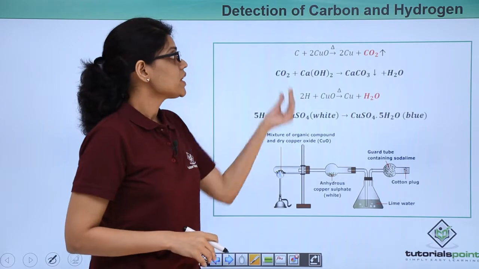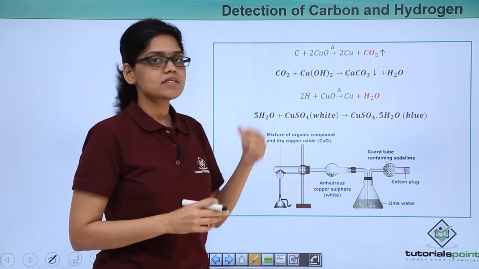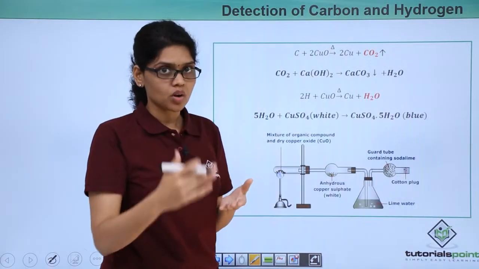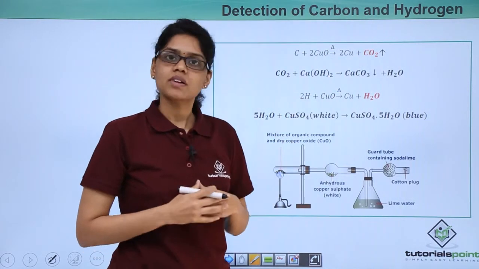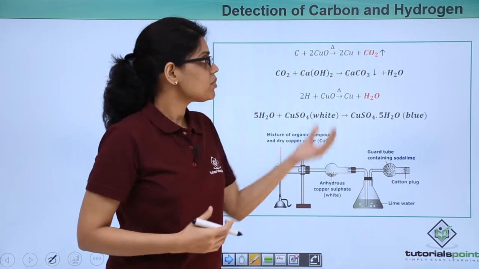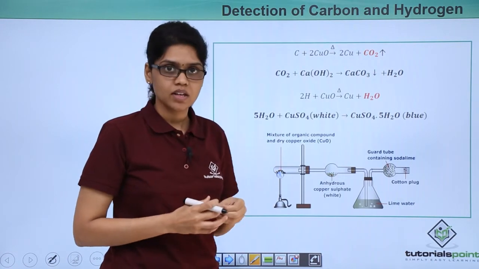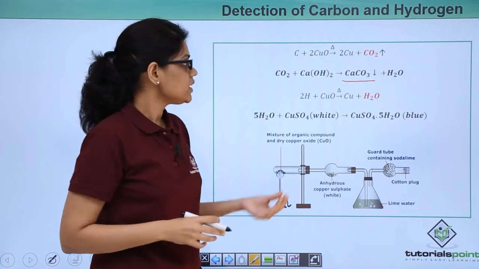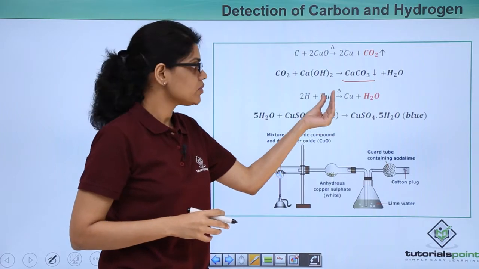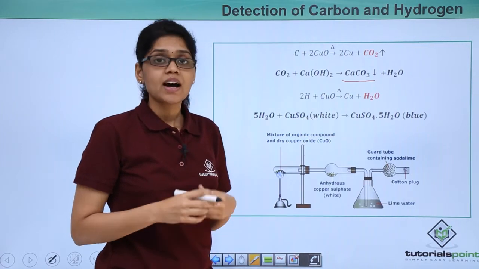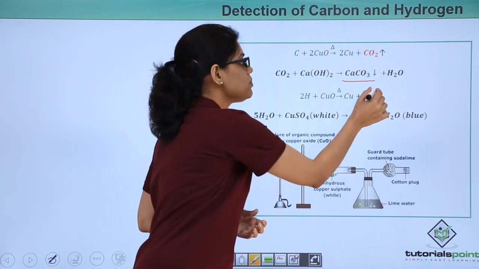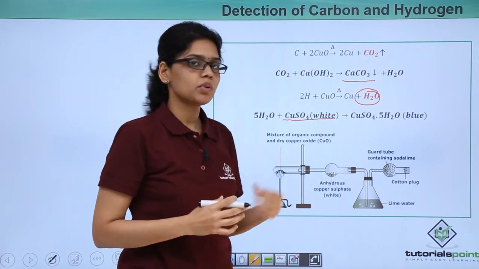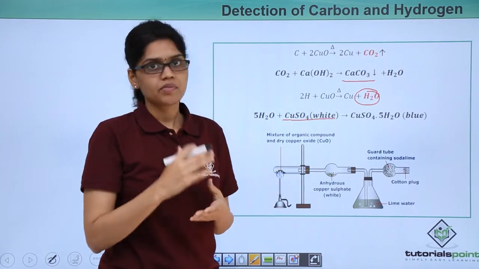Now let us look at what are the various reactions involved in this. So as you can see, C plus 2CuO, that is carbon present in our organic compound, when heated with copper oxide will reduce copper oxide to copper along with the formation of carbon dioxide. Now the confirmation of carbon dioxide is done by simply passing it through Ca(OH)2, giving us CaCO3 precipitate. Now similarly, 2H plus CuO on heating will give you Cu plus H2O, and we confirm the presence of water by passing it through CuSO4, which is anhydrous, white in color, and that turns blue, becoming CuSO4.5H2O.